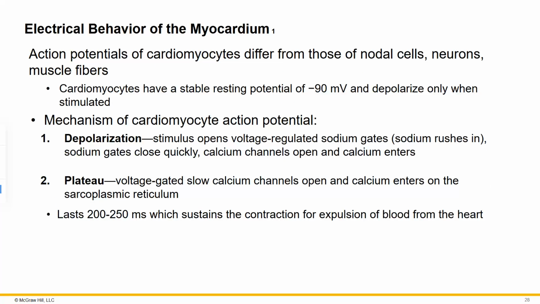Action potentials of cardiomyocytes differ from those of nodal cells, neurons, and muscle fibers. Cardiomyocytes have a stable resting potential of minus 90 millivolts and depolarize only when stimulated. Depolarization: the stimulus opens voltage-regulated sodium gates. Sodium rushes in. Sodium gates close quickly, and then calcium channels open and calcium enters. Then plateau: voltage-gated slow calcium channels open and calcium enters from the sarcoplasmic reticulum. It lasts about 200 to 250 milliseconds, which sustains a contraction for the expulsion of blood from the heart.